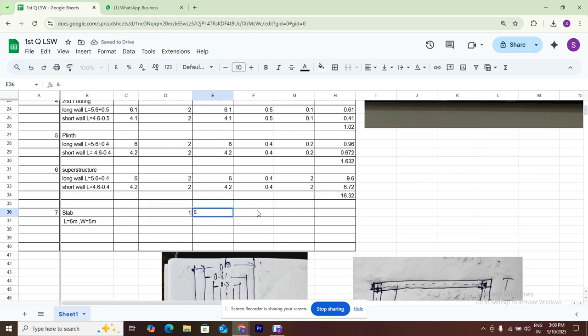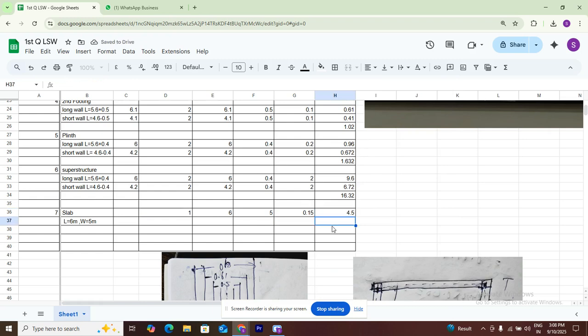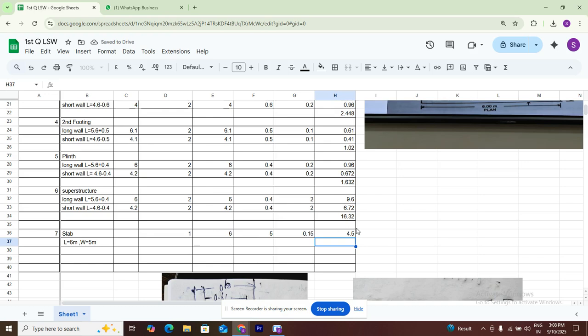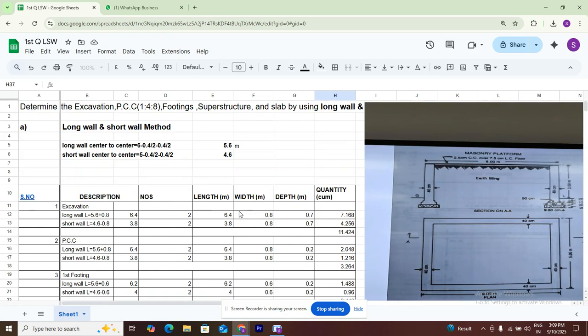1.6 meters and 5 meters. And what is the thickness, the depth? Thickness of the slab, the product gives 4.5 cubic meters as the total of the slab. Concrete: we need 4.5 cubic meters of concrete. Okay, we complete the slab. This is about the total quantities of this one room building. Okay, we calculated using the long wall and short wall method.